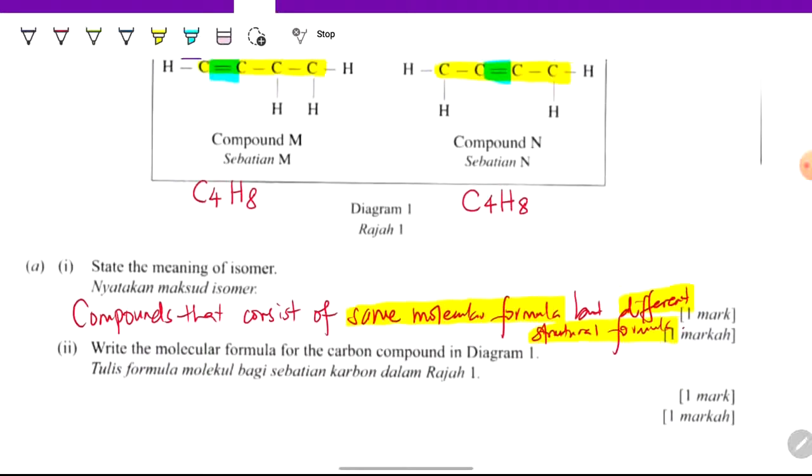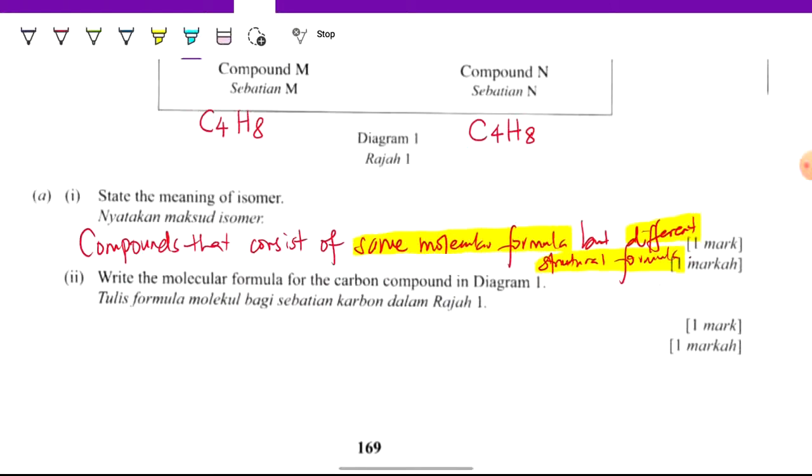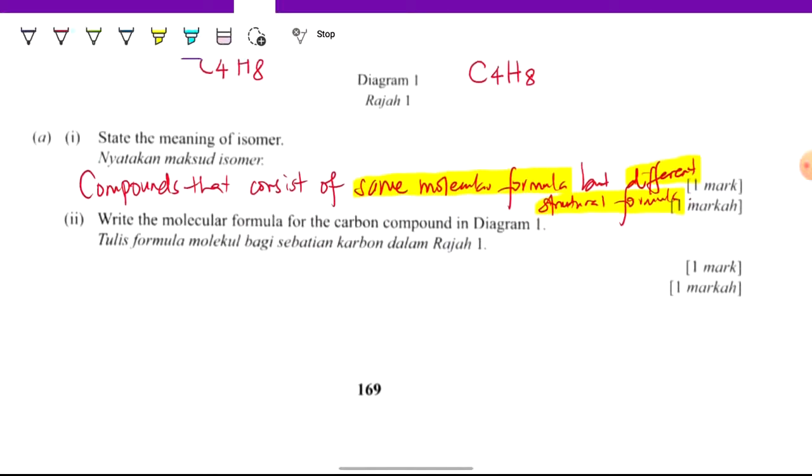Write the molecular formula for compound M in the diagram. So just now we mentioned already, it is C4H8.